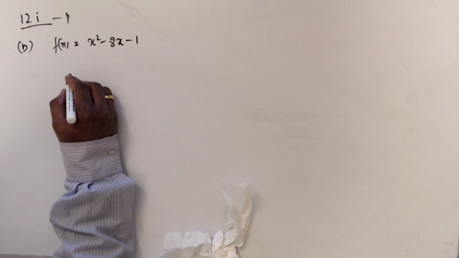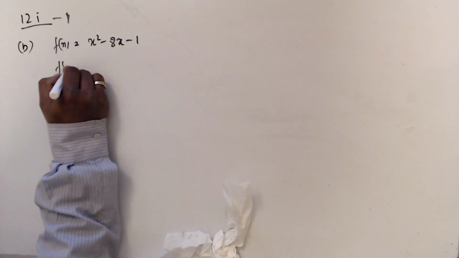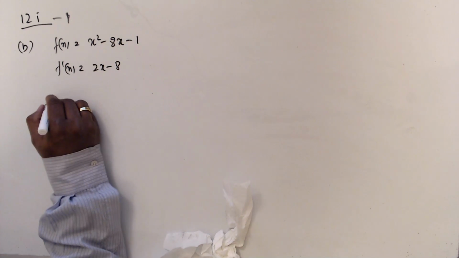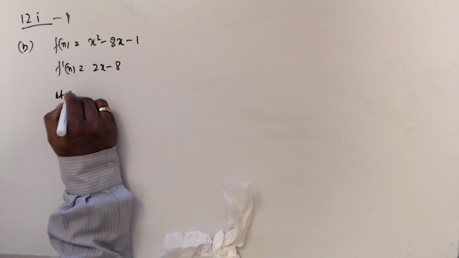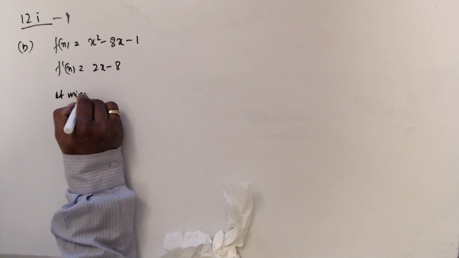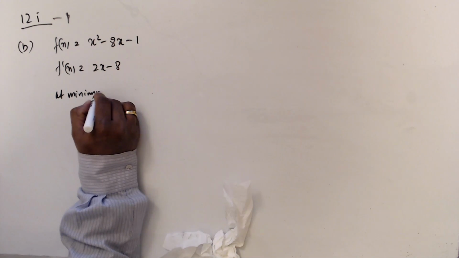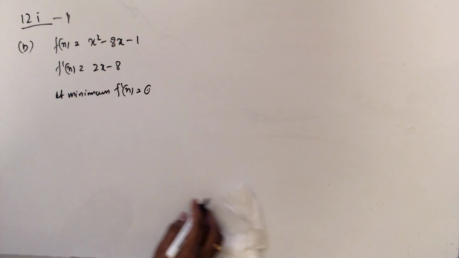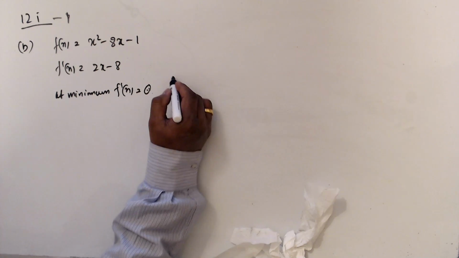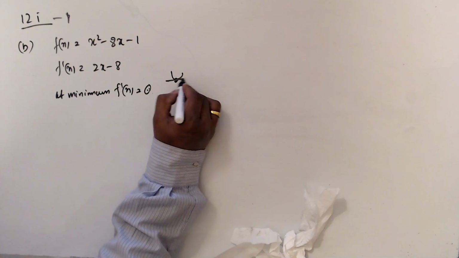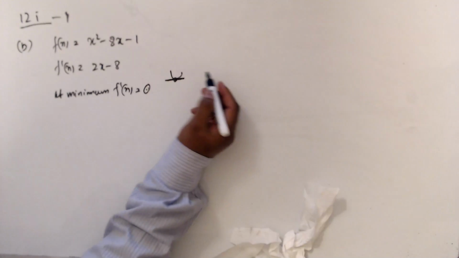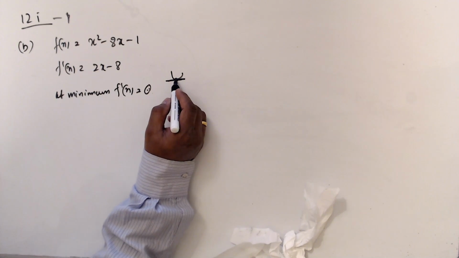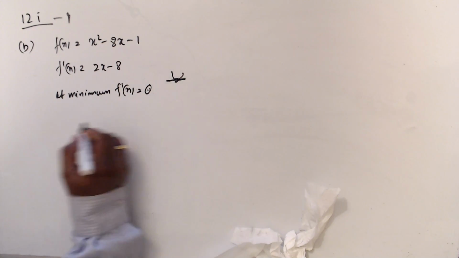Question part B. We'll find f dash x, that is 2x minus 8. At minimum, f dash x equal 0. Gradient is 0 because minimum is a stationary point. The function is neither increasing nor decreasing.